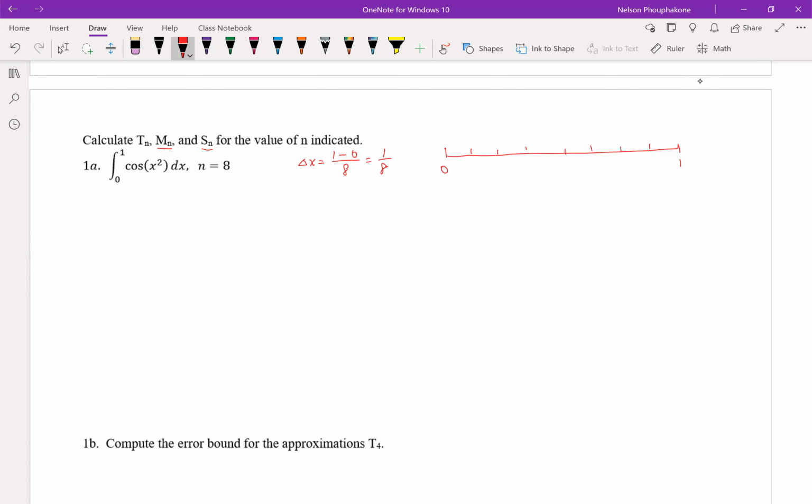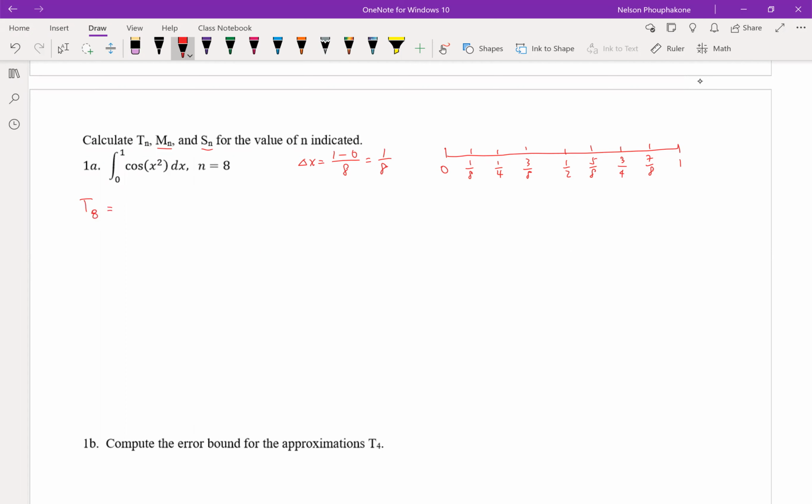Okay. So I will have 1/8, 1/4, 3/8, 1/2, 5/8, 3/4, 7/8, and 1. Okay, so after we have this, then we could plug it into the trapezoidal rule.